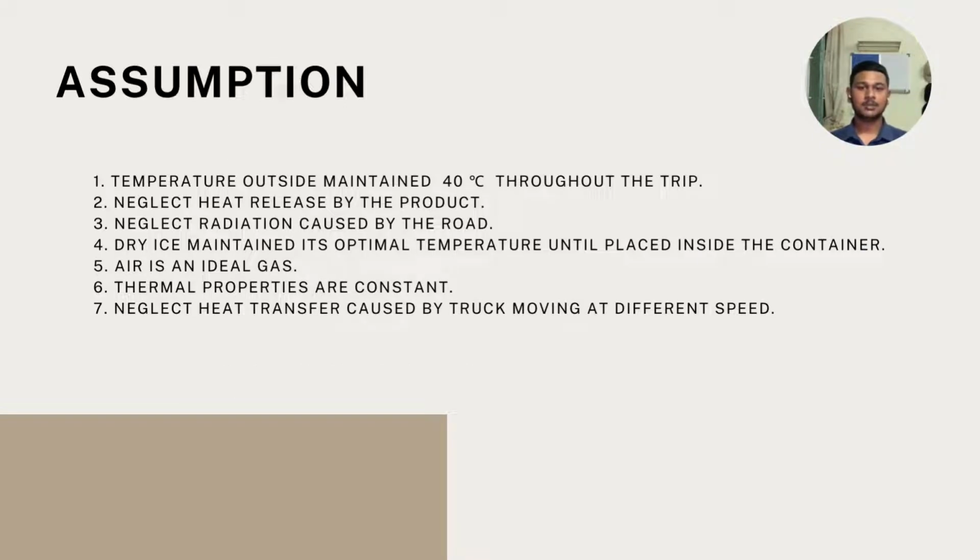These are the assumptions we are applying while calculating the heat transfer caused by composite wall. First, temperature outside maintained at 40 degrees Celsius throughout the trip. Neglect heat release by the product. Neglect radiation caused by the road. Dry ice maintains its optimal temperature until placed inside the container. Air is an ideal gas. Thermal properties are constant. And we neglect heat transfer caused by truck moving at different speed.